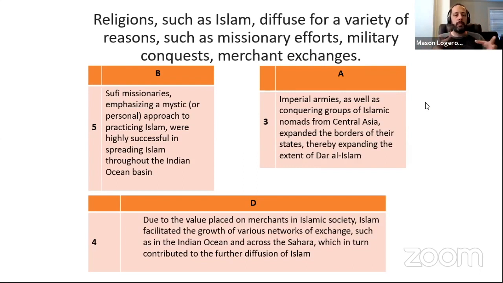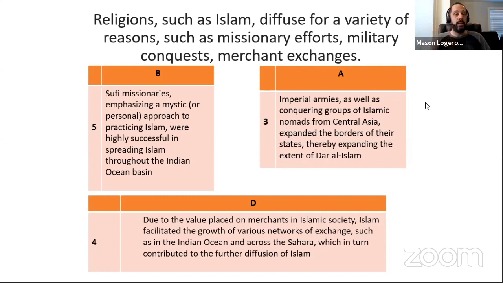So remember what I talked about the other day, that we need to think about general laws of world history. And this is a perfect example of it. Religions always spread through missionary efforts, military conquest, or through trade. And once you learn that and understand that, then you start plugging in the details about specific religions. For example, you just see right here that Islam spread in all three of those ways.